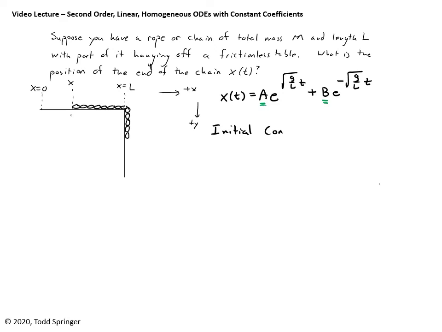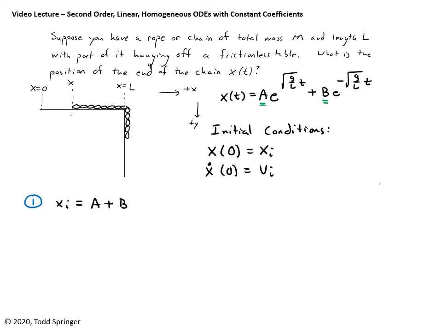Let's take x of 0 is equal to xi, some initial position, and x dot of 0 will be the initial velocity, vi. So we'll try to solve it in general. I want to know a and b in terms of xi and vi. So I'm going to get two equations. The first one is going to be xi is equal to a e to the 0 plus b e to the 0, right? So I'm plugging in t equals 0 into my equation for x. It's got to be equal to xi.